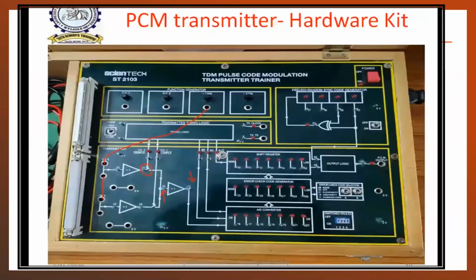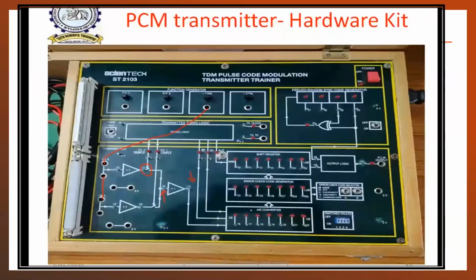If you apply the quantizer output to the encoder, this encoder will assign each quantized amplitude value to a group of bits. How many bits are used for each sample value? A total of 7 bits are used to represent the quantized value. Here, to show the bits, these LEDs are used. Whenever an LED is on, that means binary 1. Whenever an LED is off, it means binary 0.